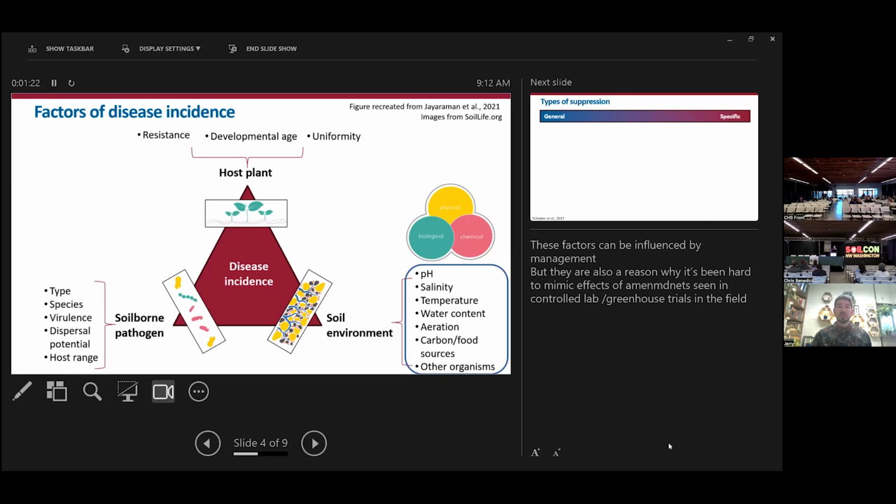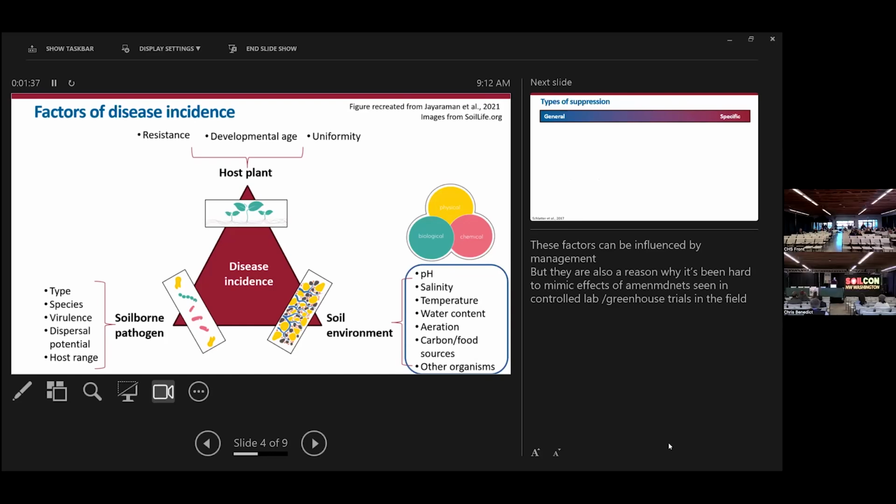There are also things that are very dynamic and can sometimes be hard to control in the field. So it's one reason, all of these factors influencing disease incidence is a big reason why sometimes in studies that are done in the lab or the greenhouse in very controlled settings, we might see impacts of disease suppression that we don't see in the field, where these factors might be more dynamic or harder to control.